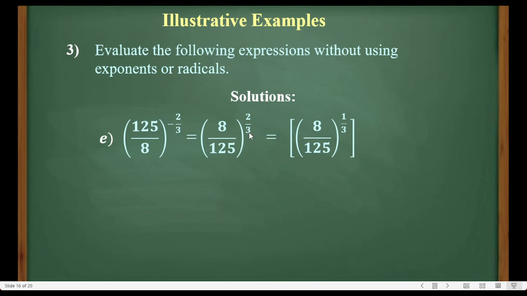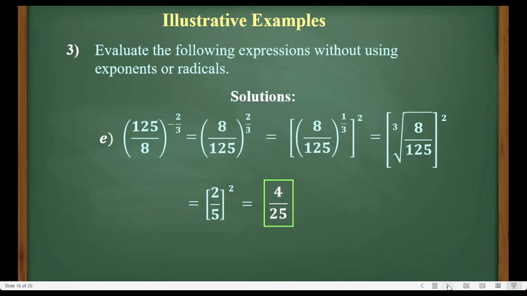or basically, kinuha natin ng 1/3 from 2/3, and we make this as the exponent of the quantity 8 over 125. Then the outer exponent would be 2. Inside the bracket, we have the cube root of the quantity 8 over 125, wherein 8 and 125 are both perfect cubes. Quantity squared. So, ano mangyayari? Yung cube root of 8 over 125 will give us 2 over 5. Quantity squared. And finally, the answer would be what? 4 over 25.